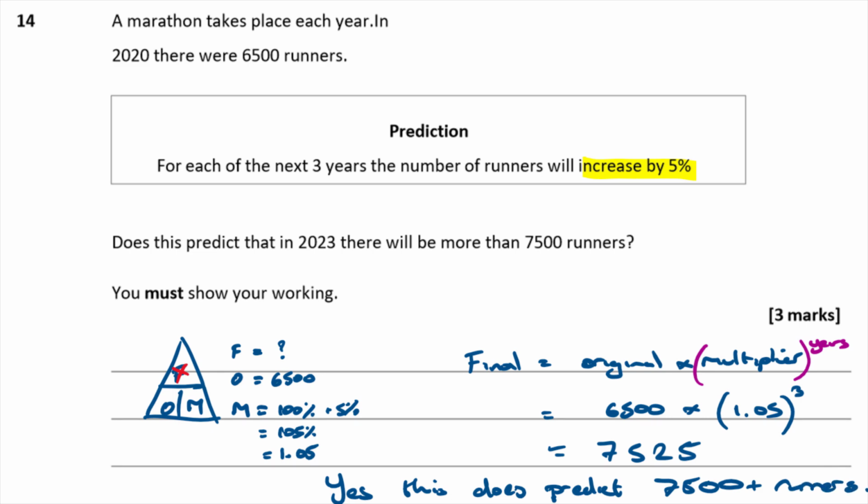Okay, so it's important that we answer the question in these. If you just write 7,525, you're assuming the examiner knows what that means, and you know what assumptions make. So let's not do that.